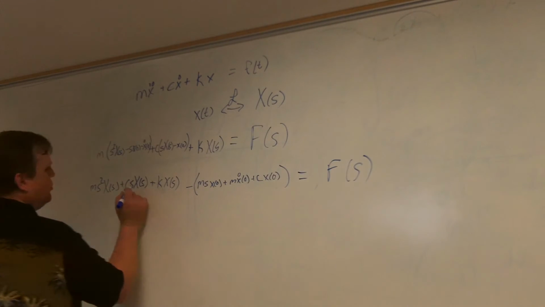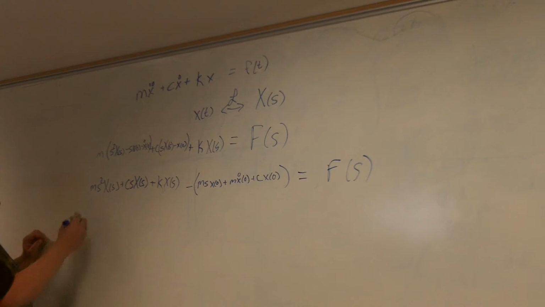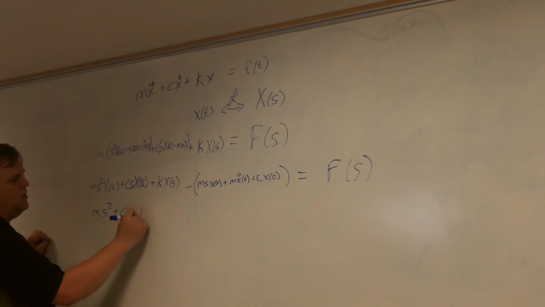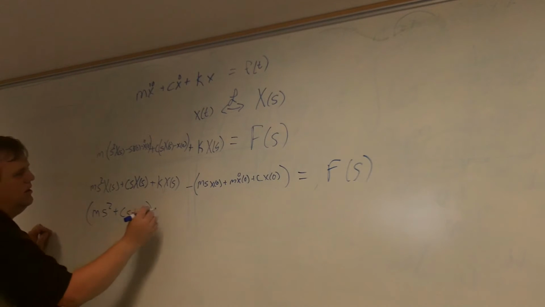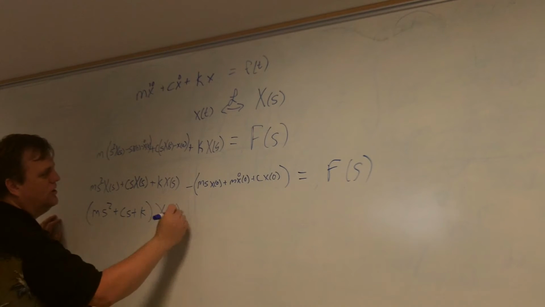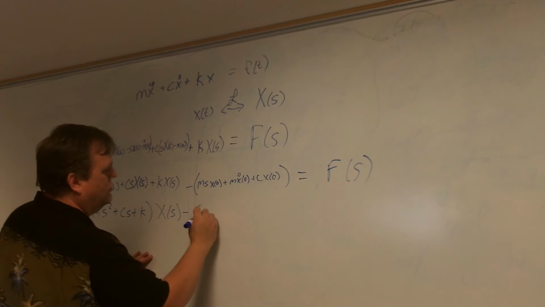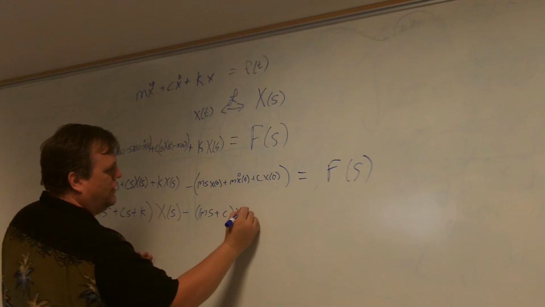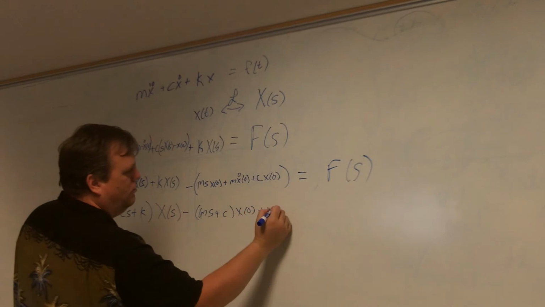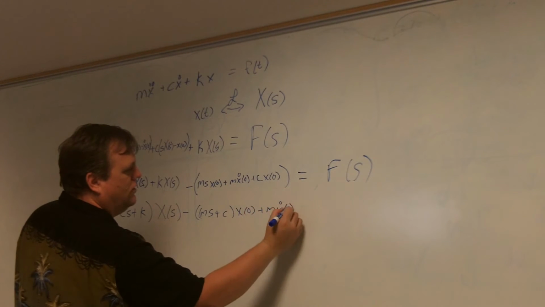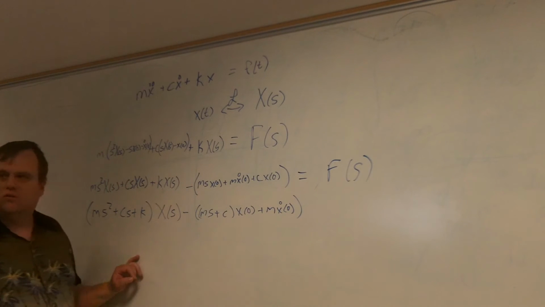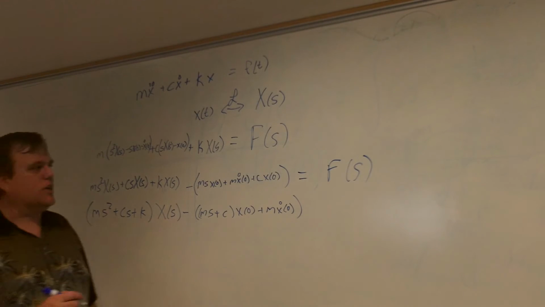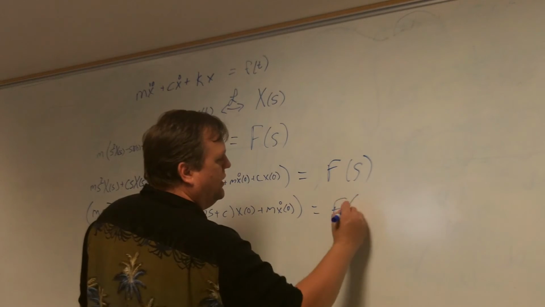Now, all of these terms involve capital X of s. Let me just pull it out. m s squared plus c s plus k, times capital X of s, minus a whole bunch of initial conditions: m s plus c, times x of 0, plus m x dot. I just grouped these two together. So far, so good. And that's got to equal this. I haven't changed anything at this point.